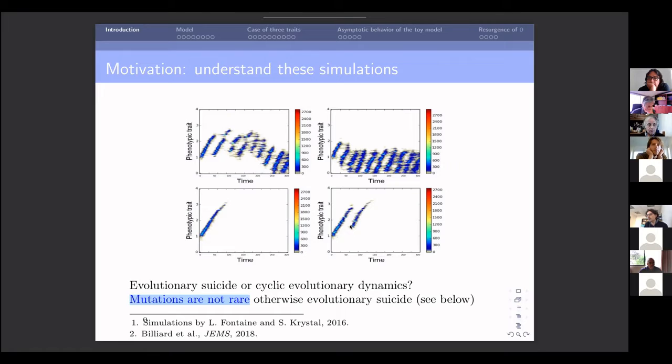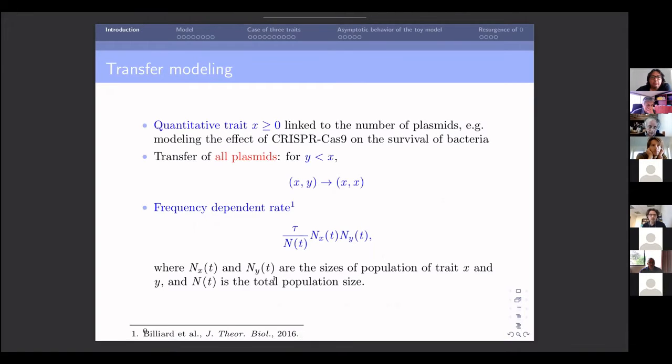So for this to occur, we need that mutations are not too rare, because if mutations are too rare, it slows down this evolution, and it lets sufficient time to the mutant populations to go completely extinct. Here you see this strain here is completely extinct, and so there is no re-emergence. Okay, so this is the main motivation. And so now I'm going to describe the model.